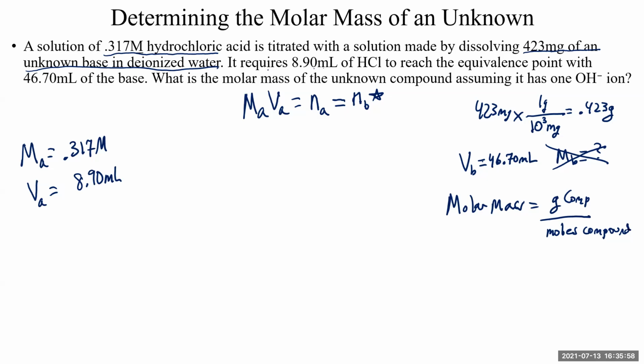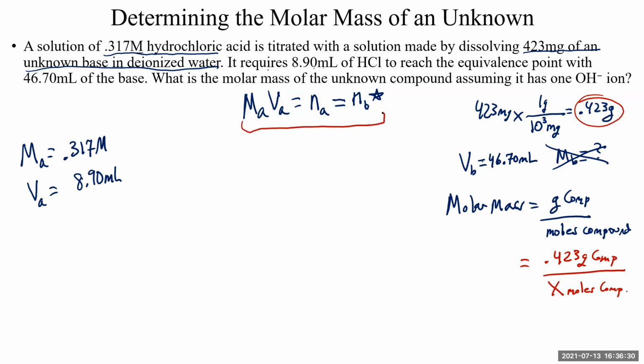So the question is, well, I have grams, don't I? I already have grams. So the top of this fraction was given to me. That's going to equal 0.423 grams of my unknown compound, divided by X number of moles of compound. Now, I don't know the number of moles. Maybe we can figure it out. How do we get moles of compound? Oh, look at that. Here's a nice formula. That's right. Moles of A equals moles of B.